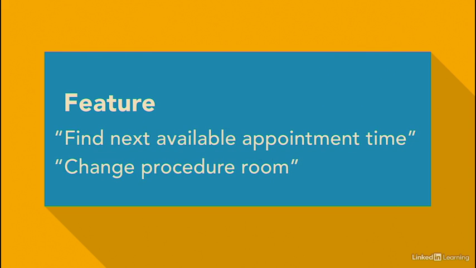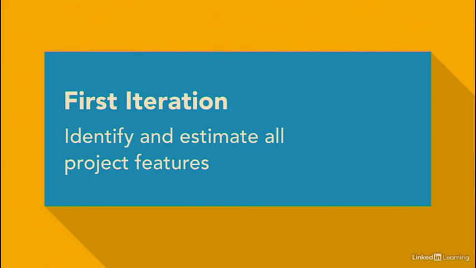The typical naming convention is action followed by result. For example, find next available appointment time or change procedure room. The first iteration speculate stage takes a little longer than the following ones. That's because you have to identify and estimate all the features for the project, which is called the backlog.